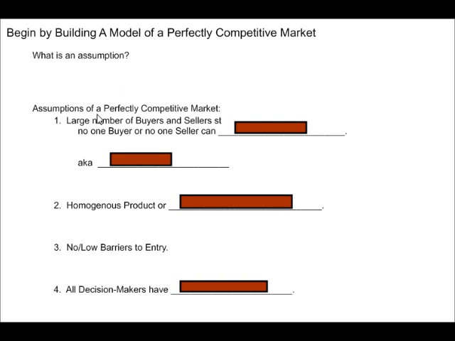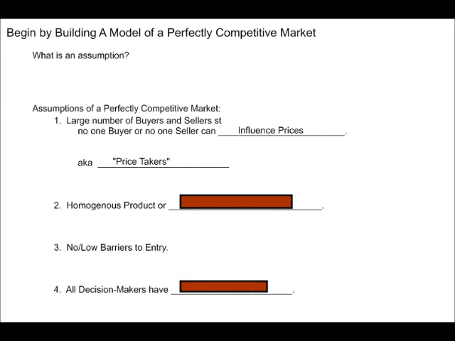So these are the 4 assumptions that I want to lay out about what a perfectly competitive market looks like. Number 1, that we've got a large number of buyers and sellers such that no one single buyer or no one single seller has an ability to influence market prices. Another way that this often gets referred to is the assumption on price takers. It's saying that both sides of the market, whether we're talking about the consumers, the buyers, or the producers, the sellers, both sides of the market have absolutely no ability to influence market prices.